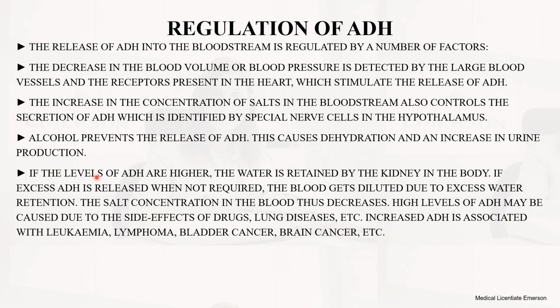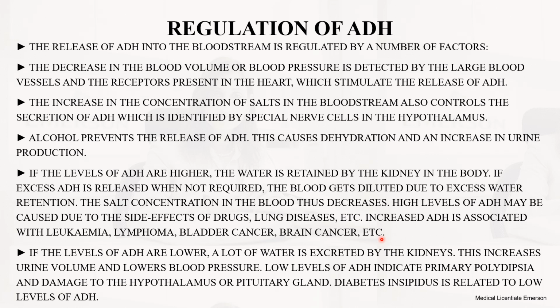Okay. So if the levels of ADH are high, the water is retained by the kidneys in the body. Then if excess ADH is released when not required, the blood gets diluted due to excess water retention. The salt concentration in the blood thus decreases. Then higher levels of ADH may be caused by the side effects of drugs, lung diseases, etc. Then increased ADH is associated with leukemia, lymphoma, bladder cancer, brain cancer, etc. Then if the levels of ADH are lower, a lot of water is excreted by the kidneys.